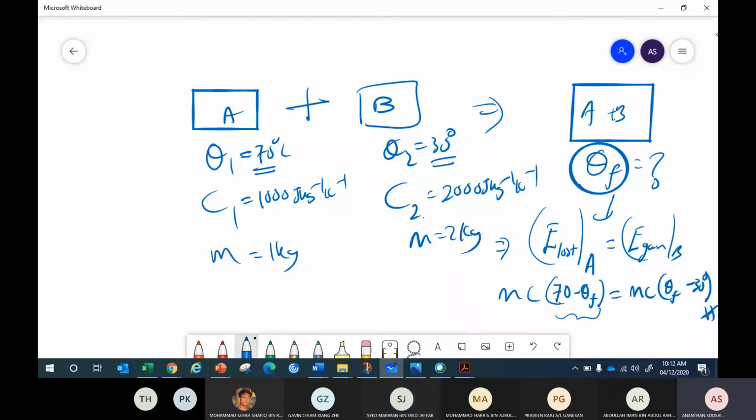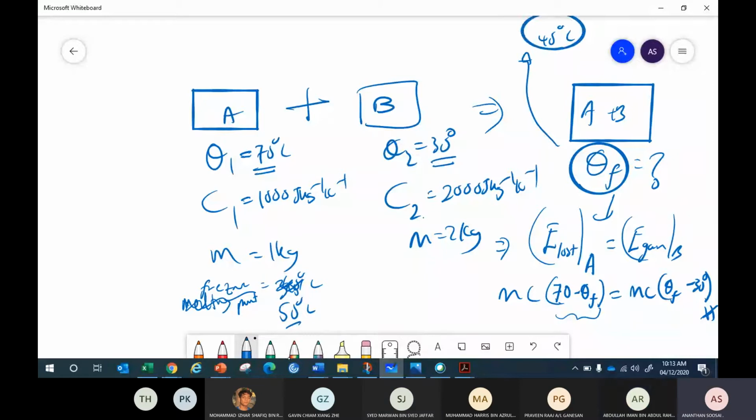Sometimes, let's say the final temperature is 40 degrees Celsius. Let's say A is in the form of liquid, and its freezing point is, sorry, I made a mistake, 50 degrees Celsius. The final temperature is 40 degrees Celsius.